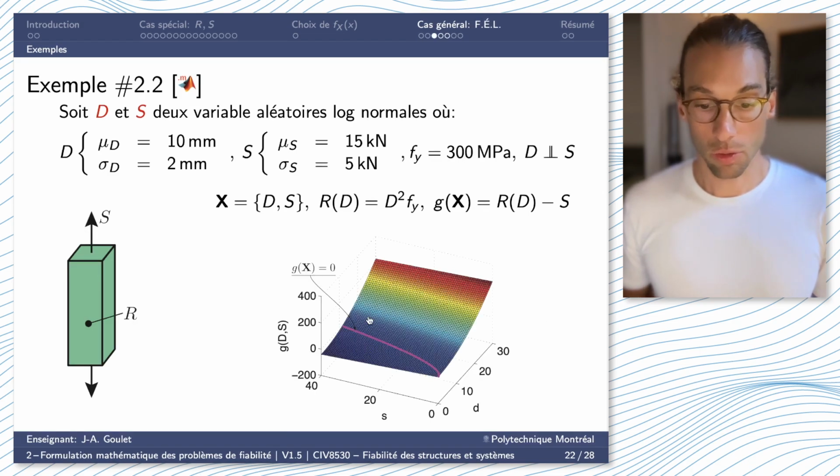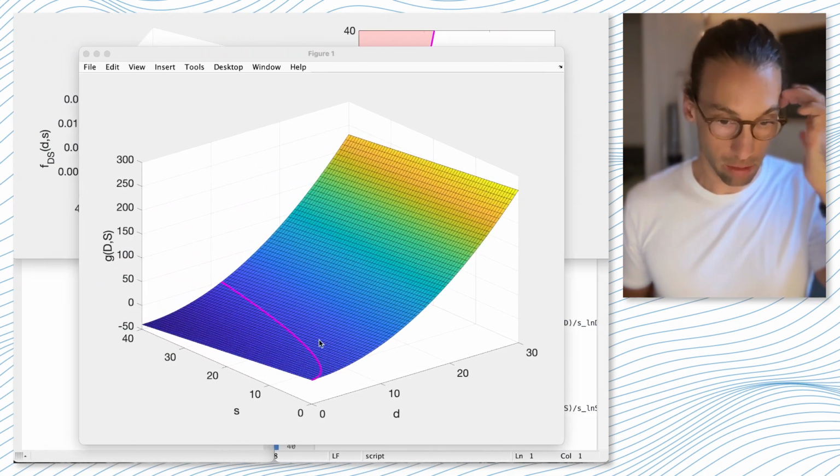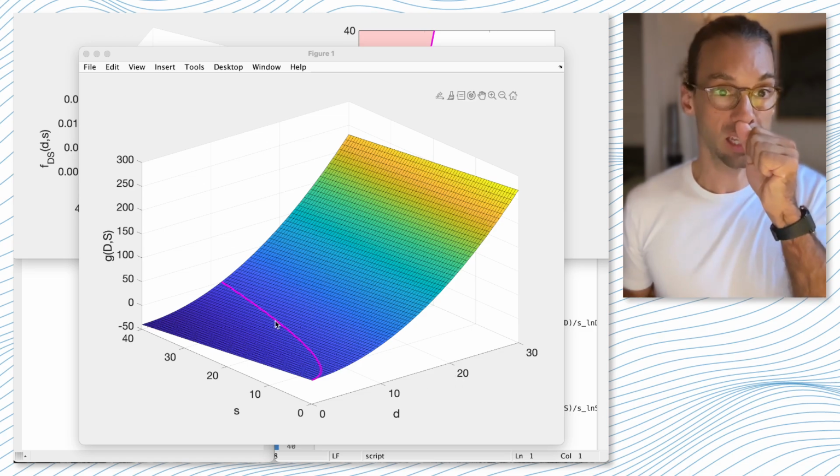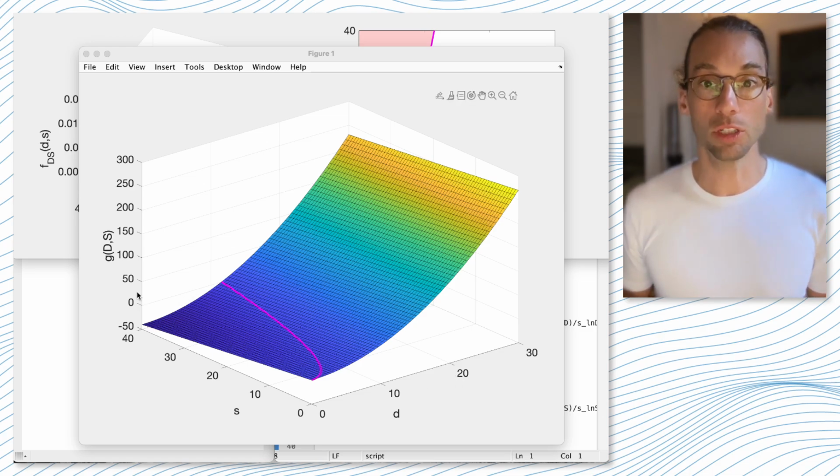So in that case, it would look like a graph such as this one. If we look at it in detail here, we can see we have the solicitation on this axis, the dimension on this axis, and the vertical axis is the value returned by my limit state function. And what you can see here in purple is my limit state surface, the boundary that defines my failure domain from my survival domain.